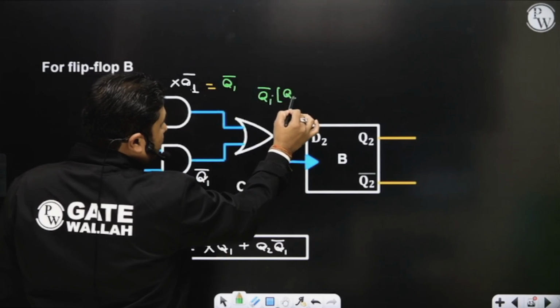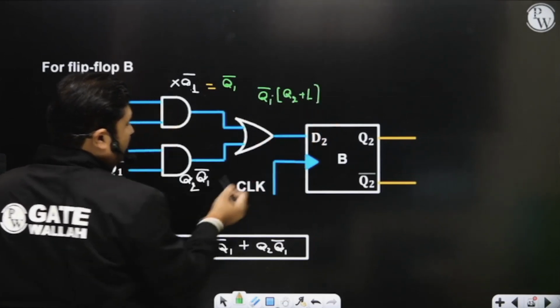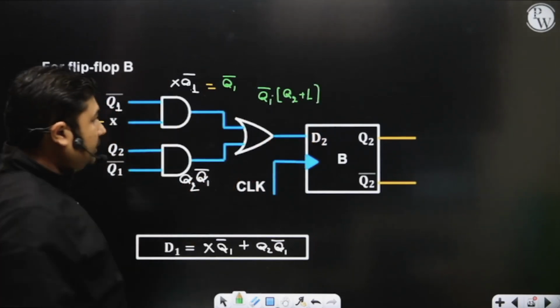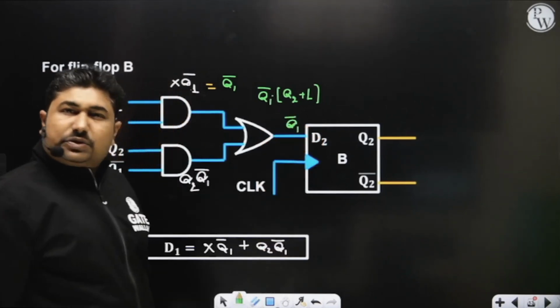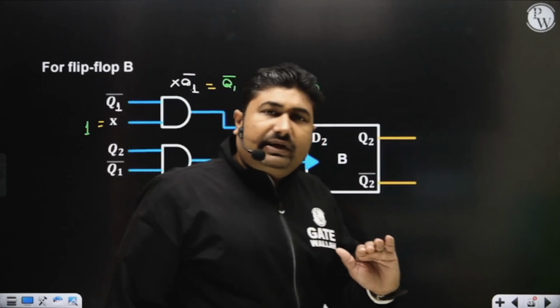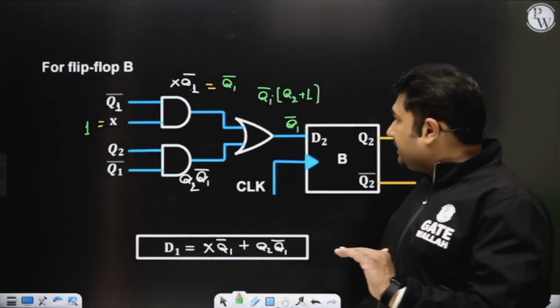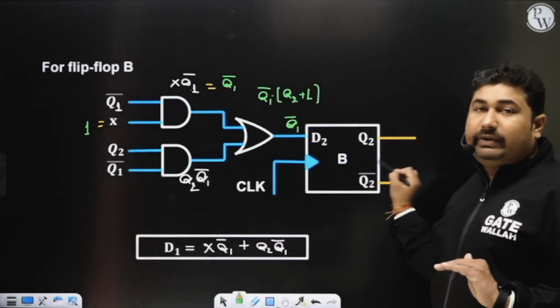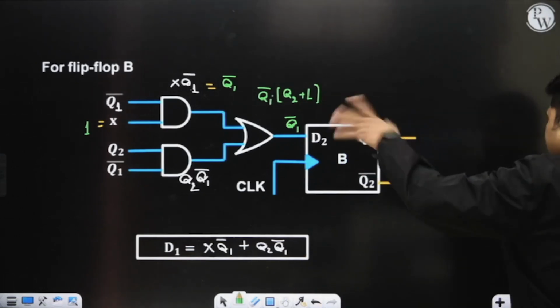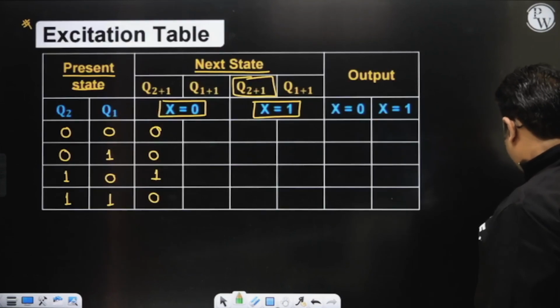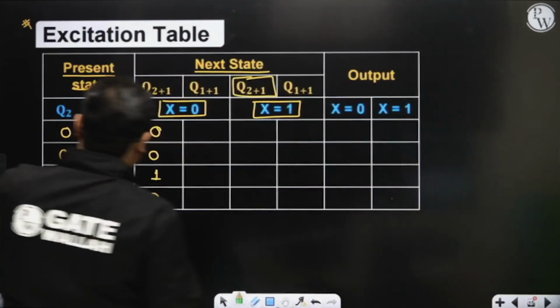Q2 plus 1. Is it okay? Yes, sir. I am going to take Q1 complement as common. So what are we getting? We are getting D2 as Q1 complement. So whatever the value of Q1, after applying the clock pulse we will get Q1 complement over the Q2. Is it okay? Yes, sir. So with x equals 1, if the present state is 0, 0.